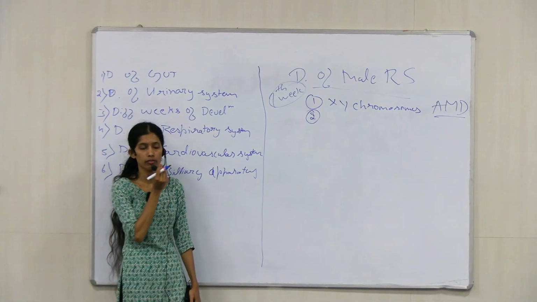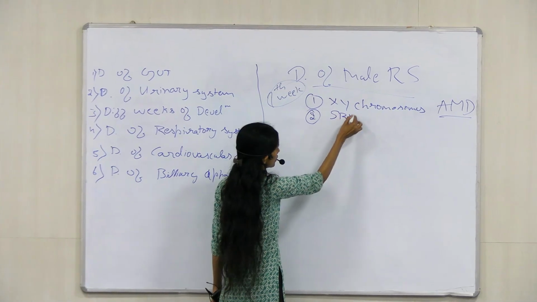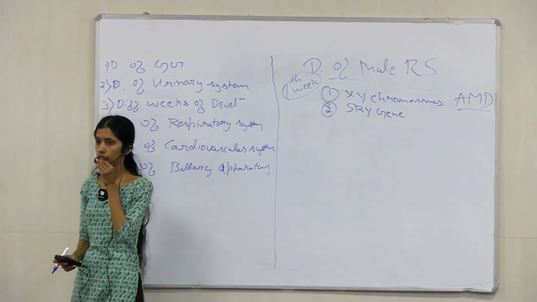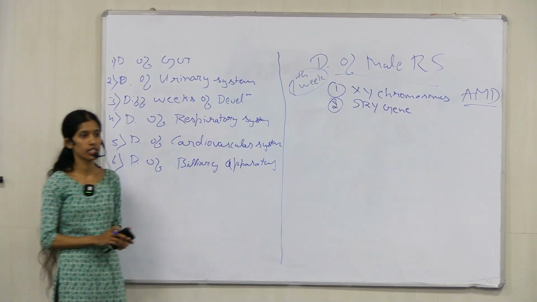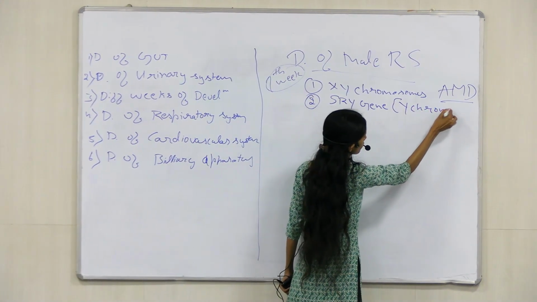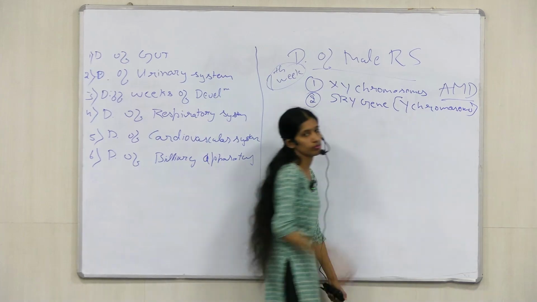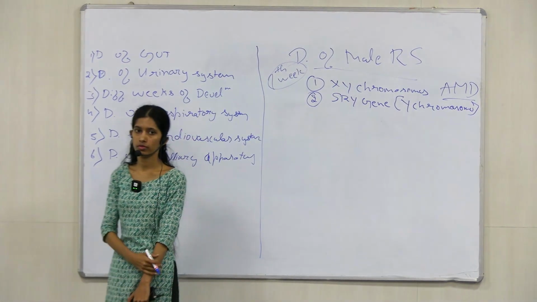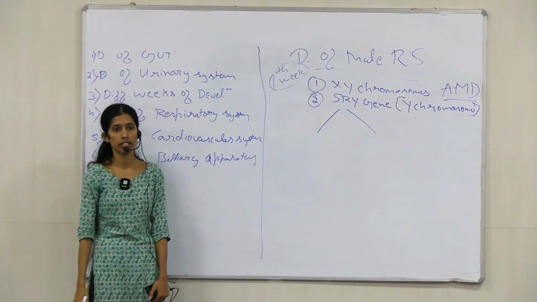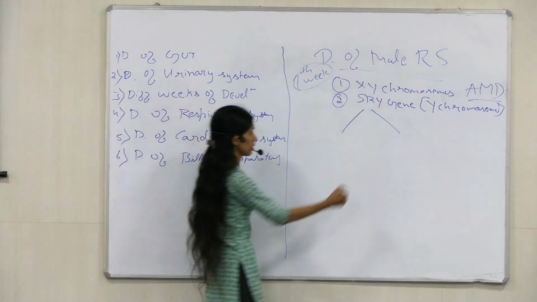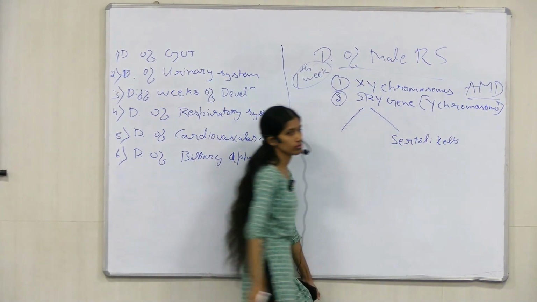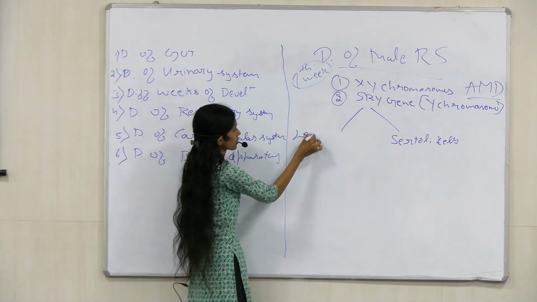The second important factor is called the SRY gene, and it is specifically located on the Y chromosome. The importance of this SRY gene is that it will produce 2 important cells. The first one is Sertoli cells and the other one is Leydig cells.